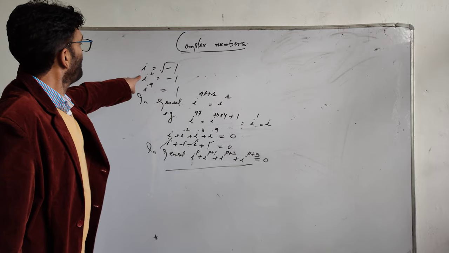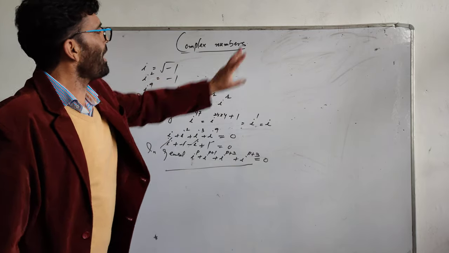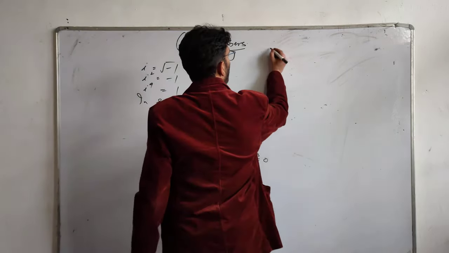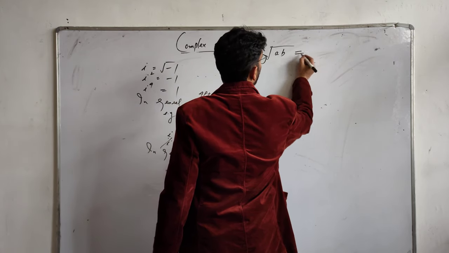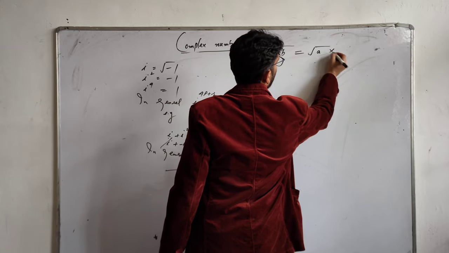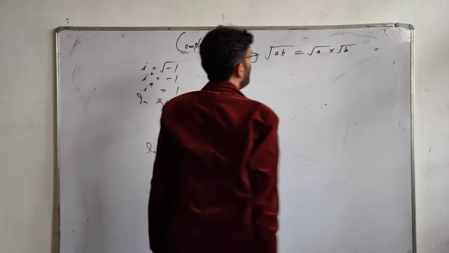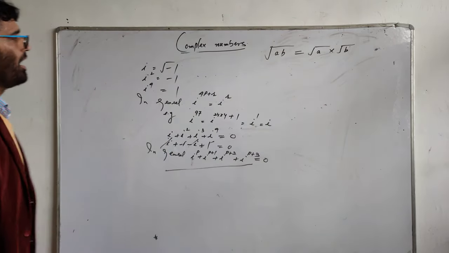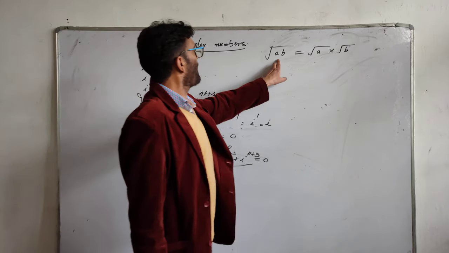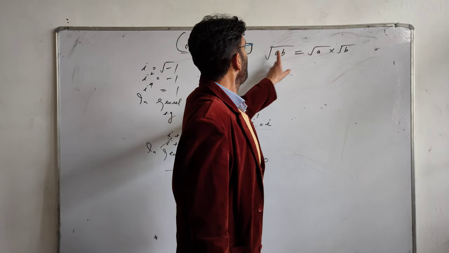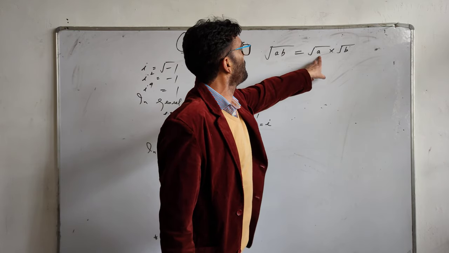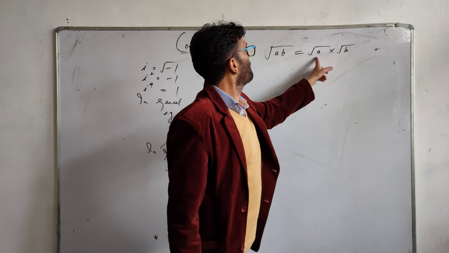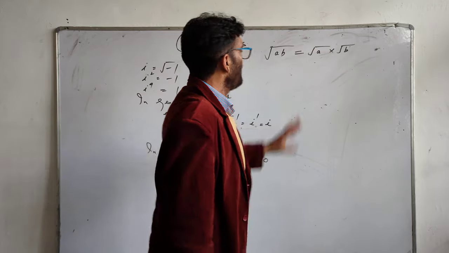This iota. Now see a property here. For any two numbers a and b, is under root of ab equal to under root of a multiplied by under root of b? Is it always true? No. For example, if we take a equal to minus 1 and b equal to minus 1, then ab becomes plus 1, and under root of plus 1 is 1, whereas under root of minus 1 is iota, and under root of minus 1 multiplied by under root of minus 1 is iota multiplied by iota.